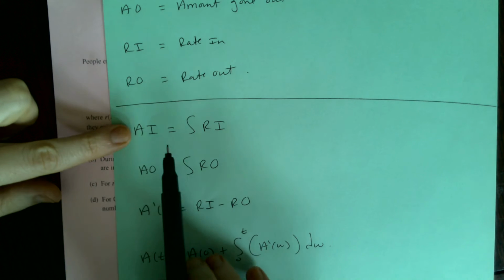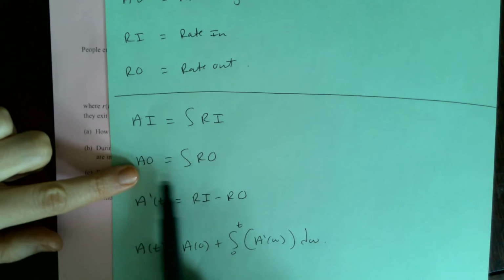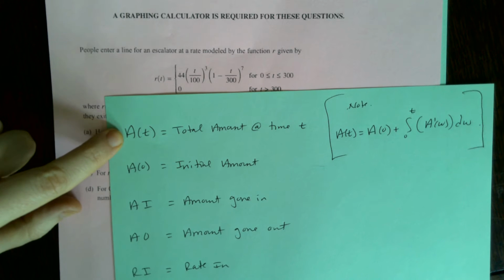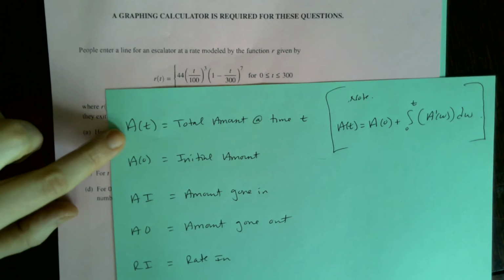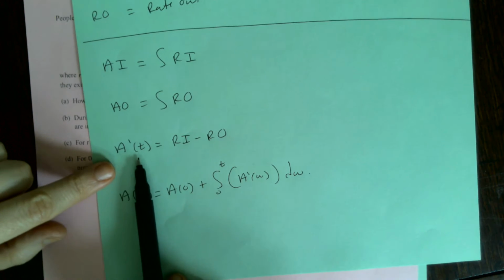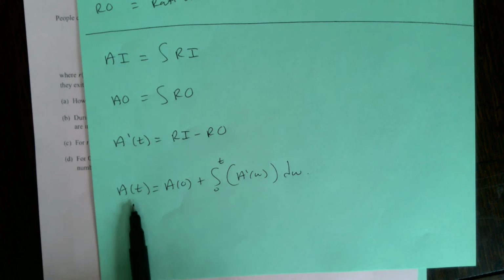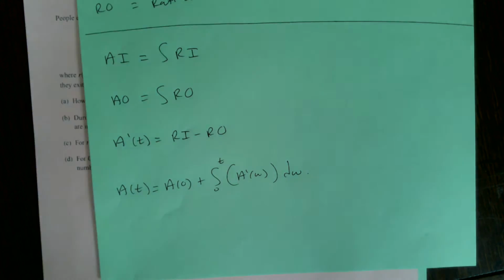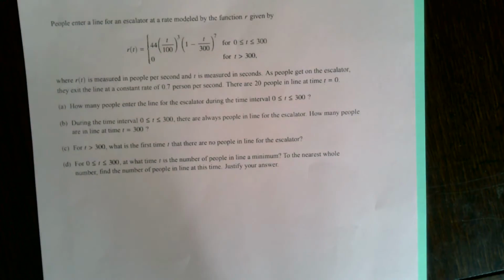Now, some relationships between those things. The amount that has gone in over a certain time interval is equal to the integral of the rate. Amount out, same thing. Then if you want the rate of change of the total amount, of whatever is changing, you do the rate in minus the rate out. And then here's the antiderivative with the integral formula. So the total amount at any time t is this. Okay, so things to know. If you know these things and you're able to piece them together, then you can do this problem.